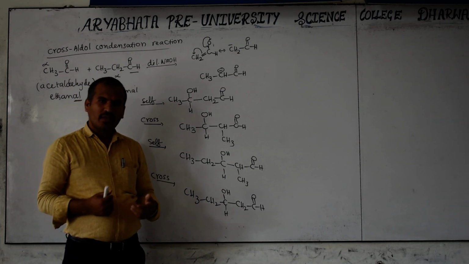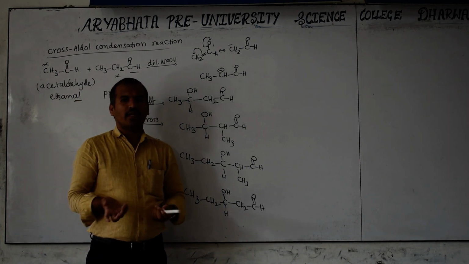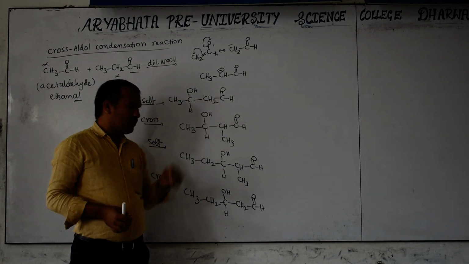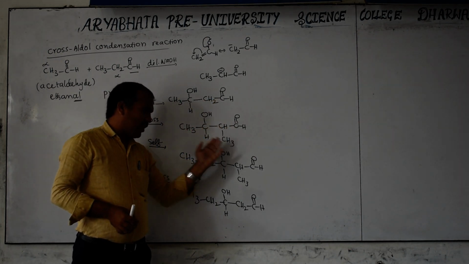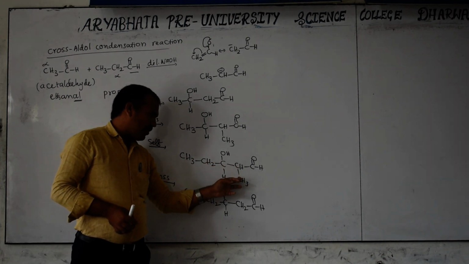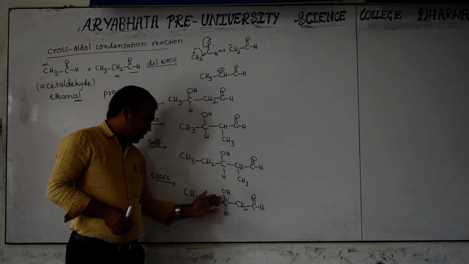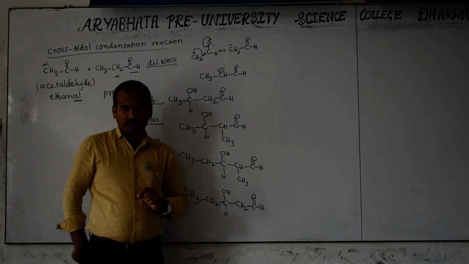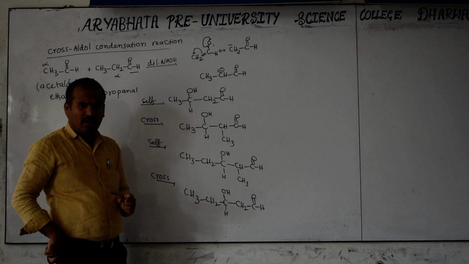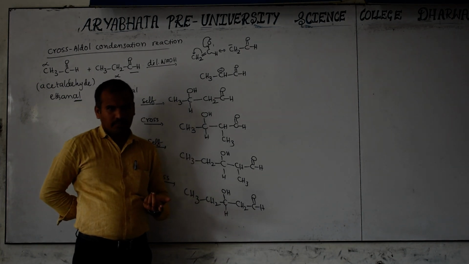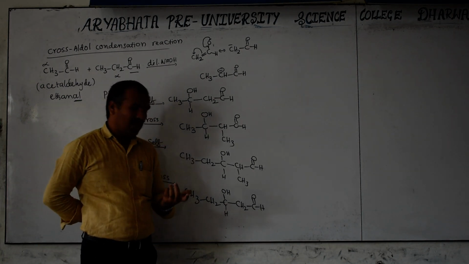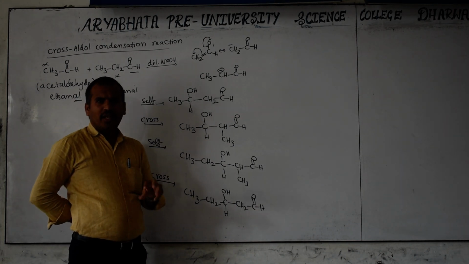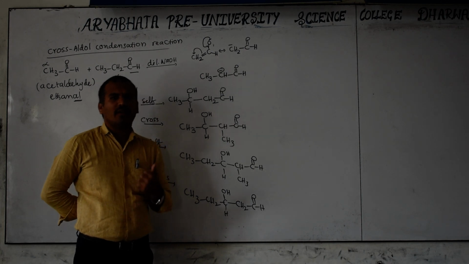Now we can ask the question: can we separate these compounds? Then we have to check how many carbons are there here. 1, 2, 3, 4. 1, 2, 3, 4, 5. 1, 2, 3, 4, 5, 6. And here 1, 2, 3, 4, 5. So there is a difference of 1 or 2 carbons. When 1 or 2 carbons differ, their physical properties are nearly the same. Their boiling point, melting point, or solubility are all nearly the same. When nearly the same, separation will be difficult.